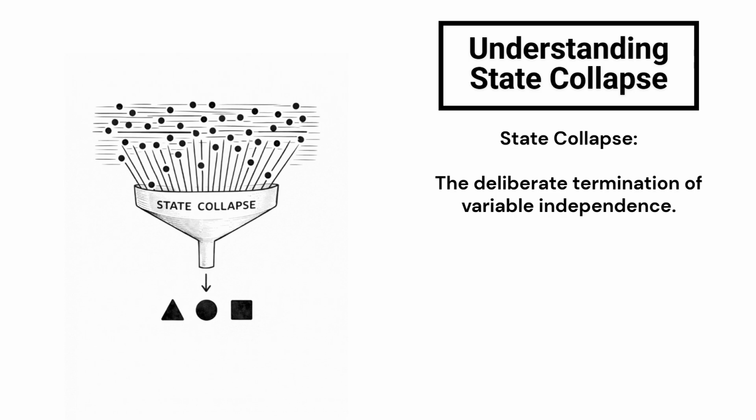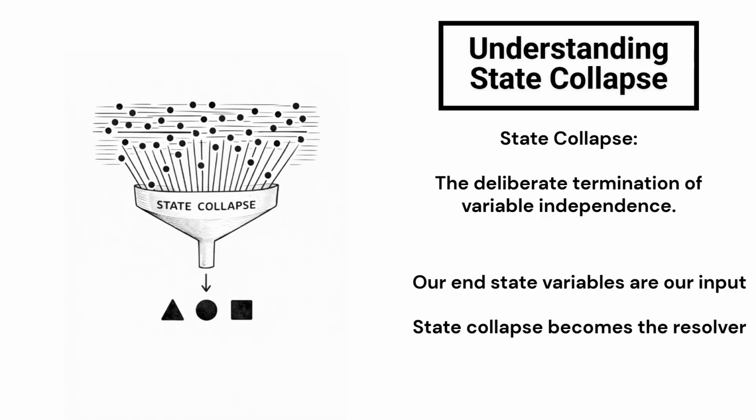State collapse is the deliberate termination of variable independence. Multiple tracked flags are evaluated together and reduced into a small, determinative set of narrative results by applying a predefined resolution interface. In simpler terms, flags are inputs, state collapse is the resolver. This is the step where a complex story becomes a usable result.